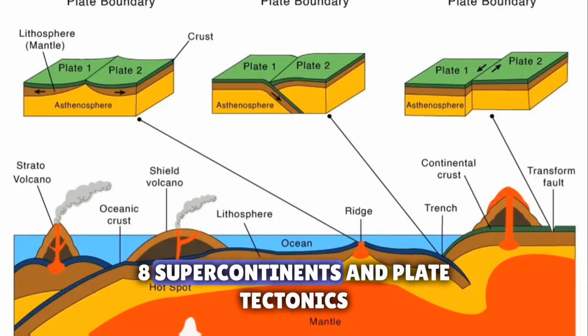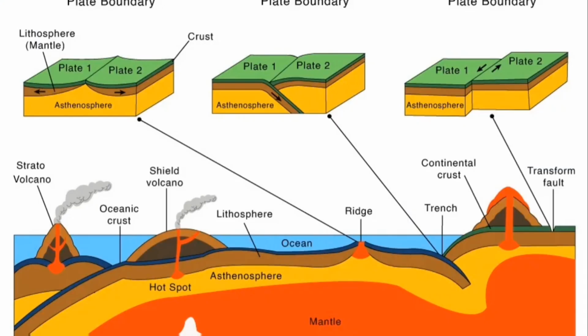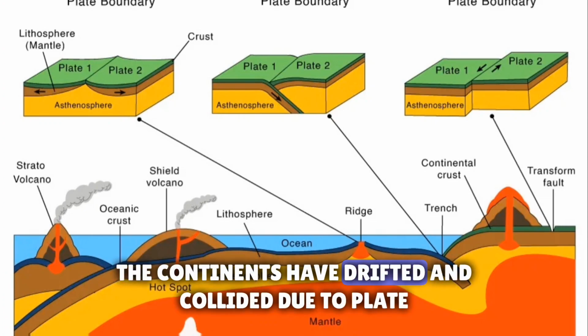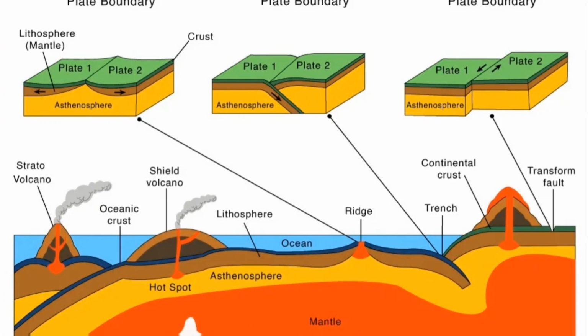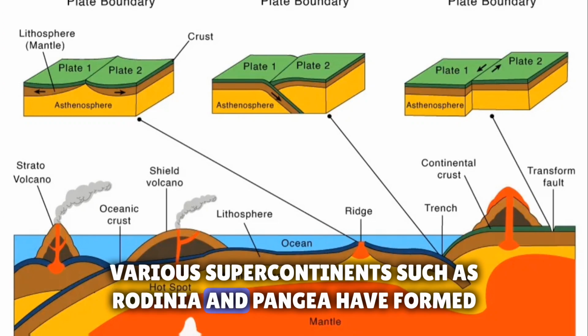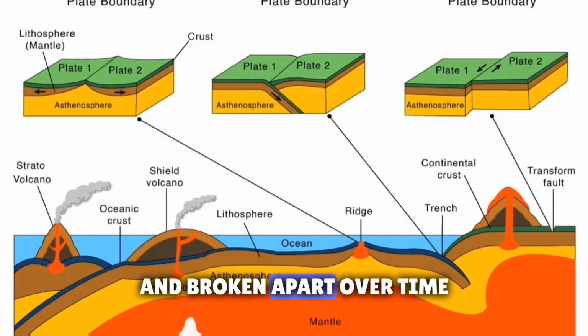8. Supercontinents and plate tectonics. Throughout Earth's history, the continents have drifted and collided due to plate tectonics. Various supercontinents, such as Rodinia and Pangaea, have formed and broken apart over time.